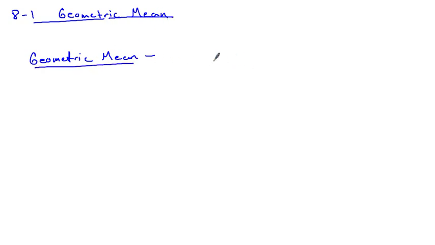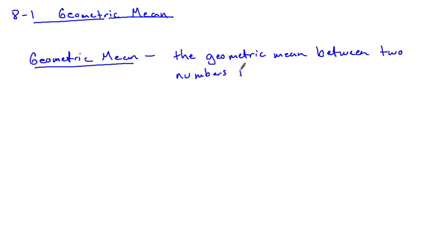All right. So the geometric mean between two numbers is the square root of their products. Okay, so that's as simple as it sounds. So we'll do a little example here.